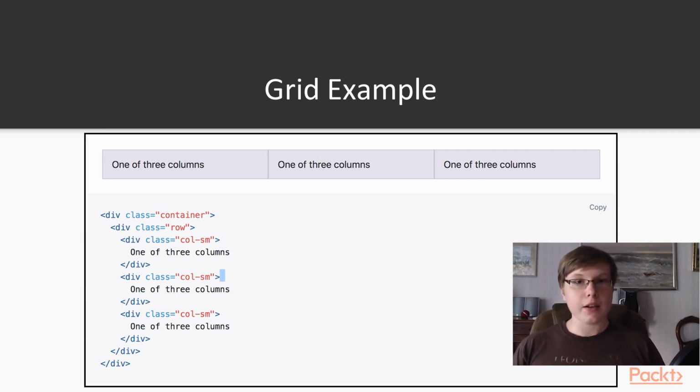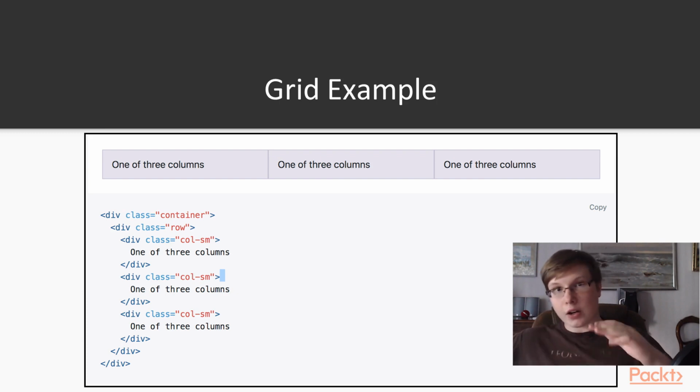And in a row, there can be a total of 12 spaces. So essentially, we can say this column takes up 3 spaces, so it's going to allow 4 columns in that row on that screen. But then if it's a small screen, so col-sm, we can say something like 12, so it takes up the entire row. And so if it's a small screen, we will only show one column in a row, and then stack all the other columns below it. So essentially, that's how that works.